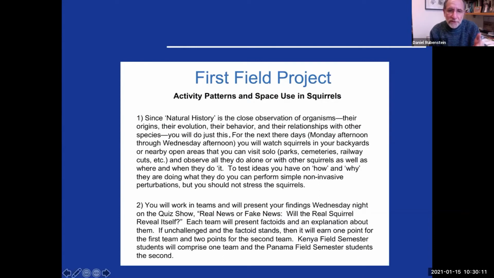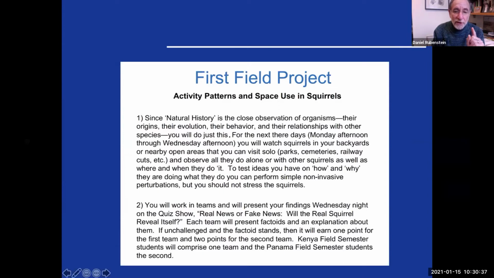You will watch squirrels in your backyards or nearby open areas that you can visit solo because you had to socially distance, parks, cemetery, railway cuts, etc., and absorb all they do alone or with other squirrels, as well as where and when they do it. Test ideas if you want, because in Kenya we can move dung around from the territories and stuff. You have to do your how and why. Just perform simple, non-invasive experiments and don't stress the animals.